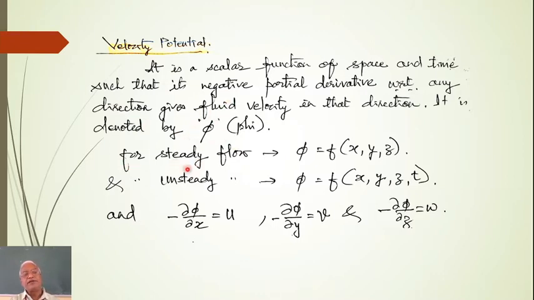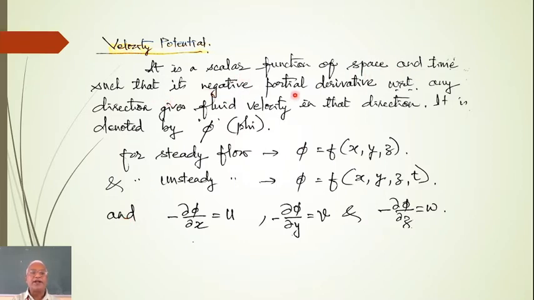So if it is a general motion, unsteady flow, then phi is a function of space, that is x, y, z and t. If it is a steady flow, then it will be time invariant. That's why the time factor doesn't come into the picture. So phi is equal to f of x, y, z. And then suppose if it is a two-dimensional flow, then z also disappears. It will be a function of x and y. And then if it is a unidirectional flow, then phi will be only a function of either x or y or z.